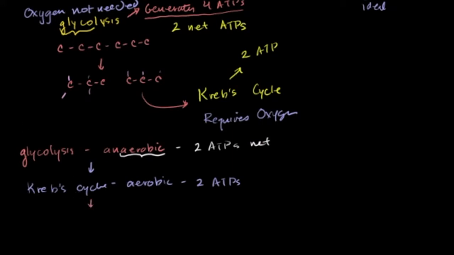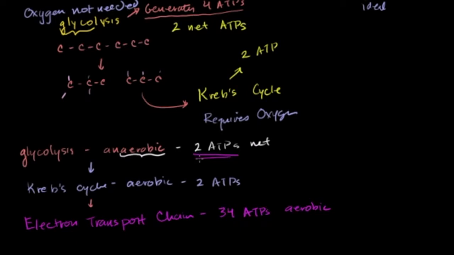Then you have something called, we're using the same colors too much, you have something called the electron transport chain. This part gets credit for producing the bulk of the ATPs. 34 ATPs. And this is also aerobic. It requires oxygen. So you can see, if the cells weren't getting enough oxygen, you can produce a little bit of energy, but it's nowhere near as much as you can produce once you have the oxygen.